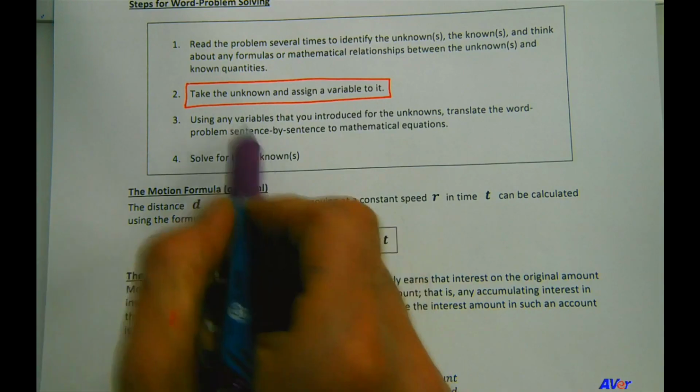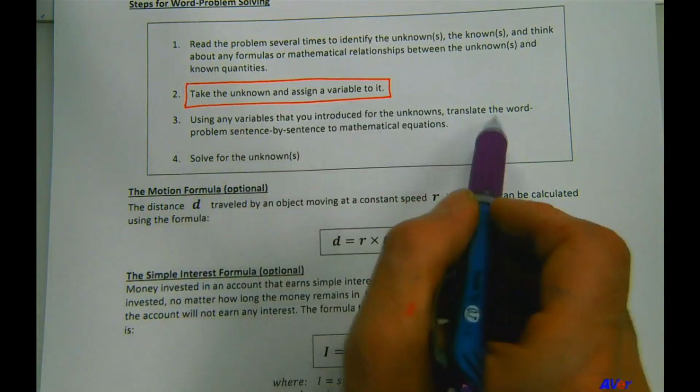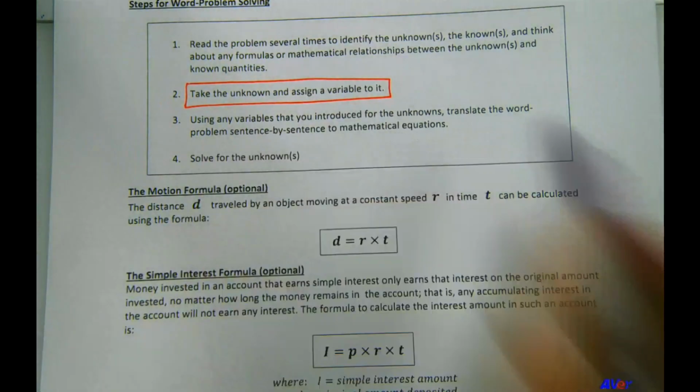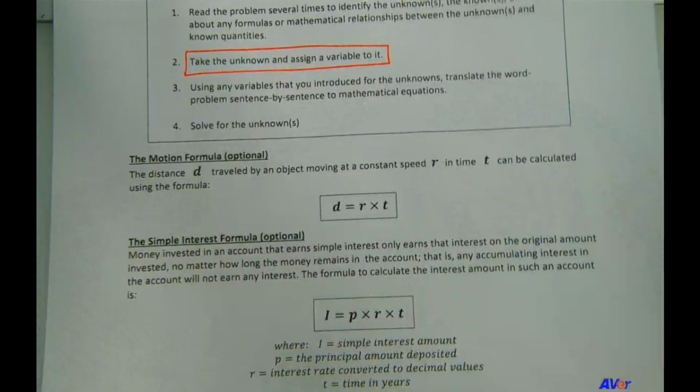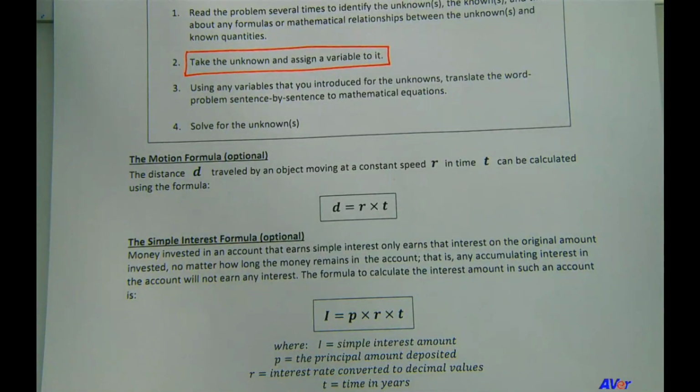And then using any variables that you introduce for the unknowns, translate the word problem sentence by sentence to mathematical equations. Only after you have introduced a variable of your choice, a variable that makes sense to you, you can begin to translate a problem from plain English to mathematical terms. Okay? Only after you've introduced a variable you can do that, not before that. Then solve for the unknown. Solve for the variable that you introduced.